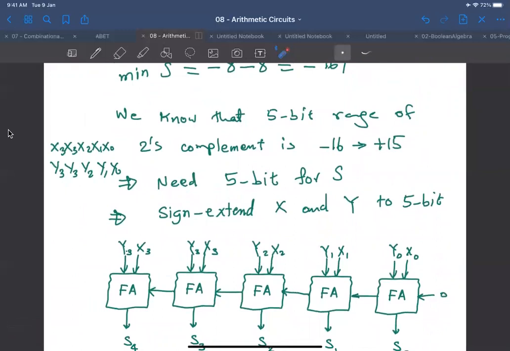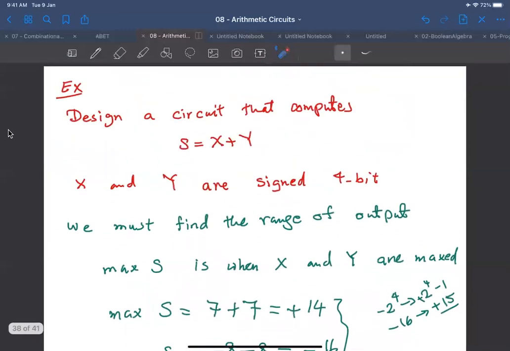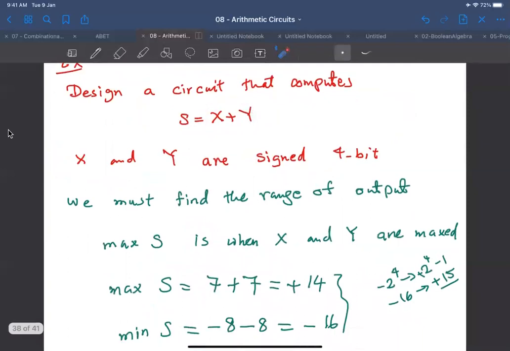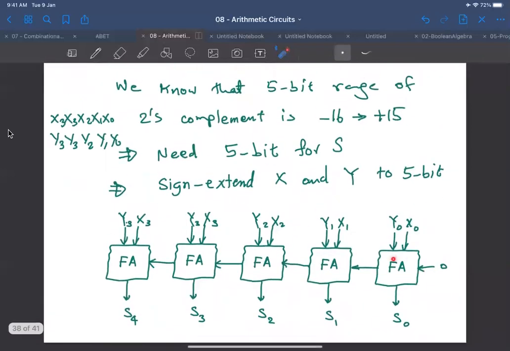So X becomes what? X3, because we just replicated the sign bit, and then X2, X1, and X0. And Y becomes Y3, Y2, Y1, Y0. Then we need to add the two numbers, just add them using a ripple carry adder. We have a full adder here with an input carry of 0, which takes X0 and Y0 to produce S0. Then it propagates the carry out to the next level, X1 plus Y1, to produce S1, and so on and so forth.